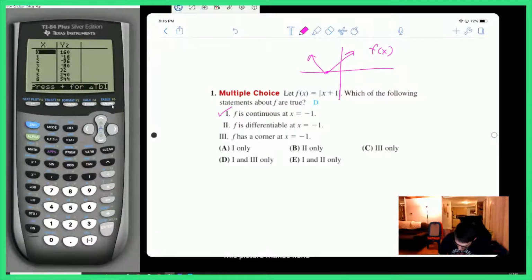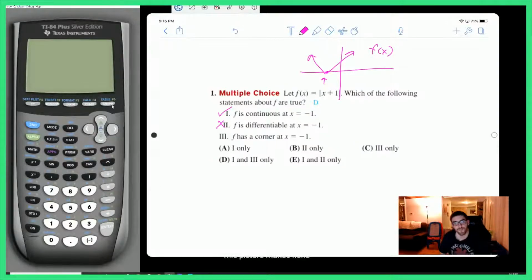Is it differentiable at negative 1? Well, here's where I don't think it is. Because at x equals negative 1, right here, that's when the slope changes from a negative slope to a positive slope. And I know then the derivative is just going to change from negative 1 to positive 1. And therefore, we'd have a jump discontinuity in the derivative at negative 1. So that's not true.